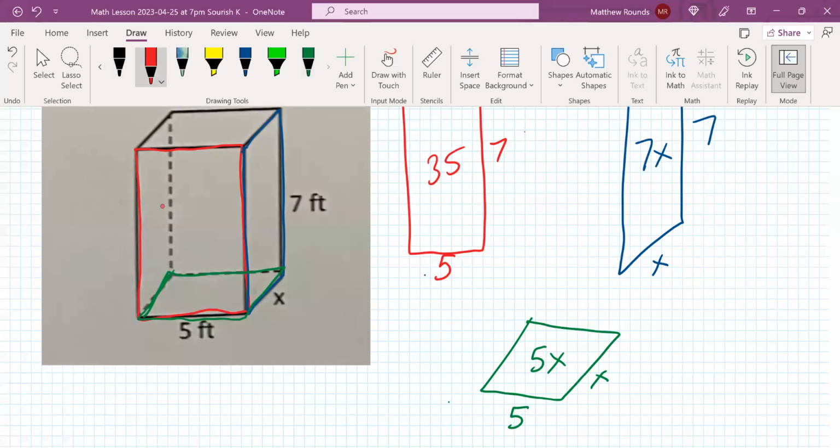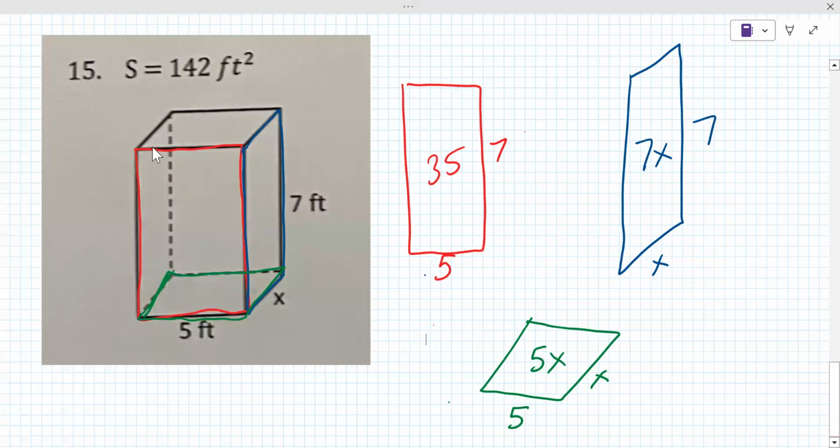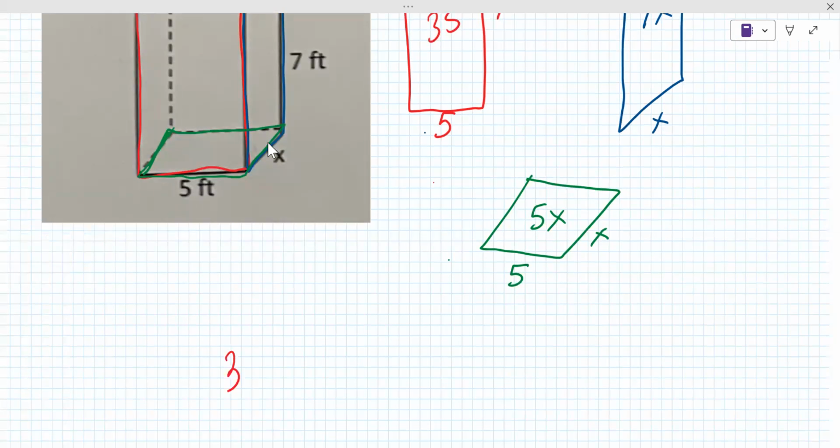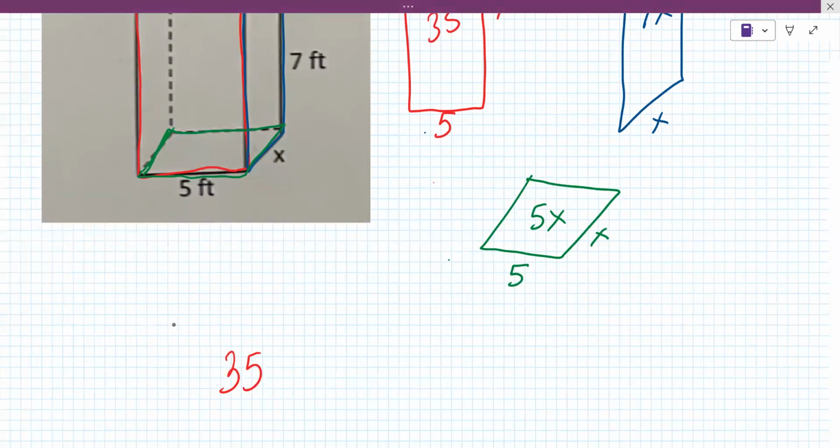Okay, now how many reds do you have? How many of these fronts do you have that are the same? This red one is both in the front and in the back. So there are 2 of them. So you have this 35, but you have to multiply it by 2.